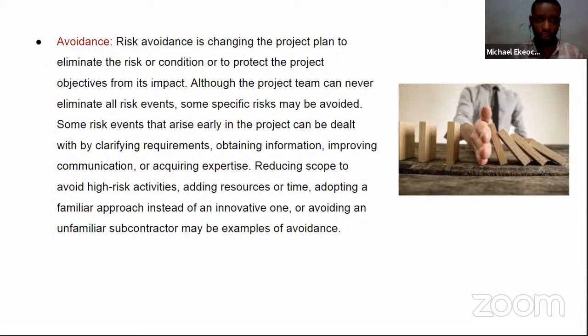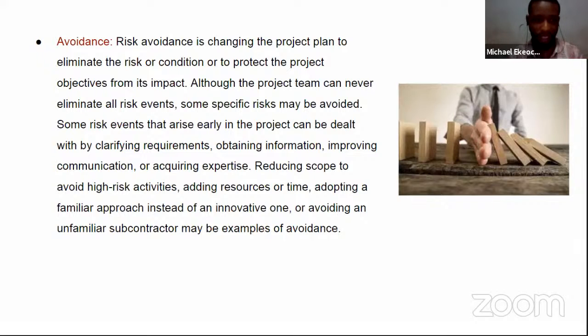So if in your plan you do not have a clear idea of what risks might affect that particular plan, and you're not so sure of the solutions, maybe they've not been developed yet, you can change that particular plan to avoid that risk altogether. You can change your plan to something familiar, something you are more conversant with, to eliminate that risk from affecting the project. So risk avoidance is changing the project plan to eliminate the risk or condition, or to protect the project objectives from its impact.